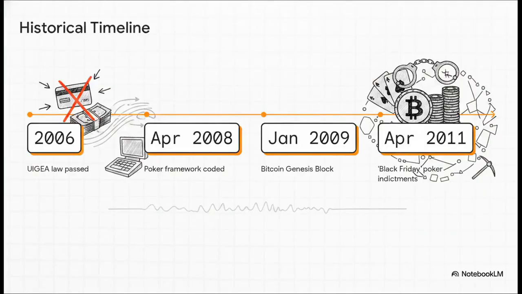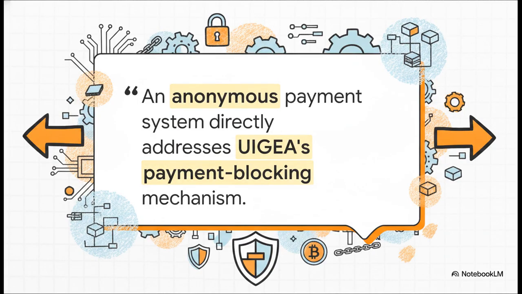Back in 2006, the US passed the UIGEA law, basically making it illegal for banks to process transactions for online gaming operators. The industry's liquidity just collapsed overnight, and right when this massive, centralized financial blockade happens, that is exactly when Satoshi starts coding this decentralized poker framework. The ultimate workaround to that kind of censorship was replacing those vulnerable trusted third parties, like banks, with pure cryptographic proof. A decentralized ledger was literally the perfect technical solution to bypass financial blacklists in industries like online gaming.